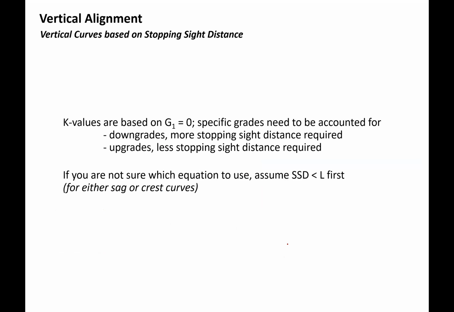Also note that the K values are based on grades being equal to 0. So specific grades need to be accounted for when we're looking at downgrades, where more stopping sight distance would be required, or upgrades, where less stopping sight distance is required. And like I said, that last piece of advice is if you're not sure which equation to use for sags and crests, always assume that stopping sight distance is less than L first, and then go from there.